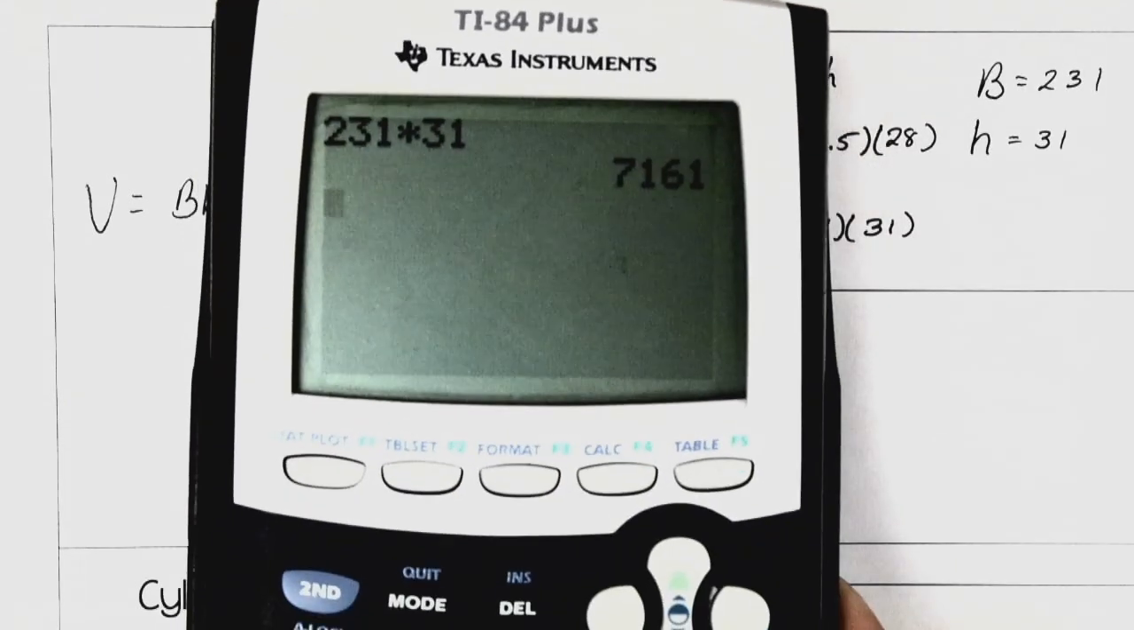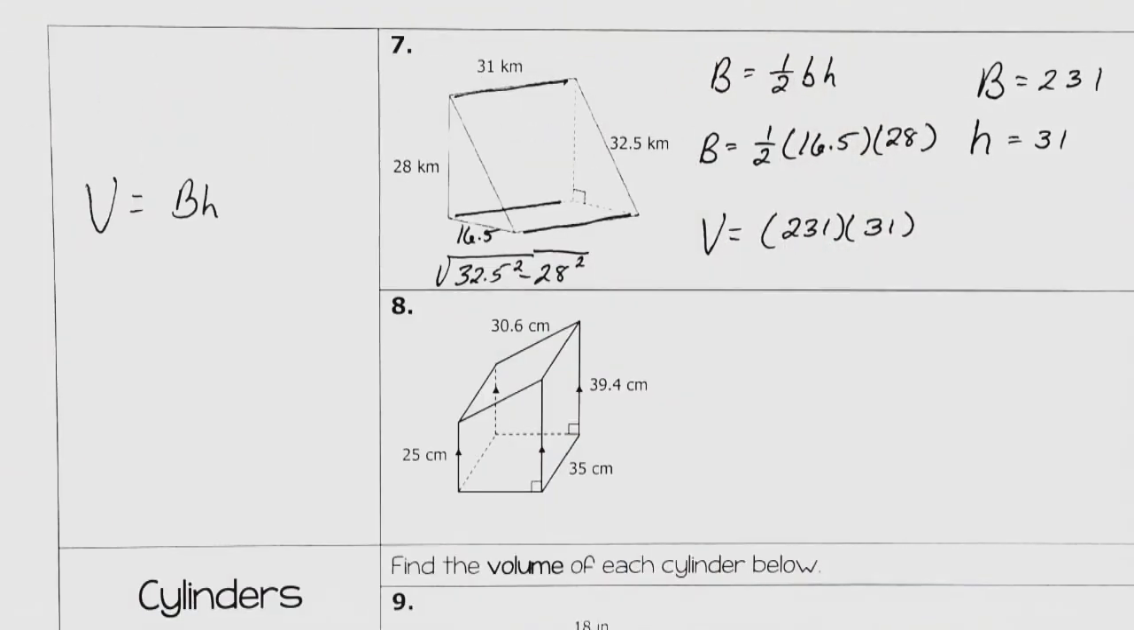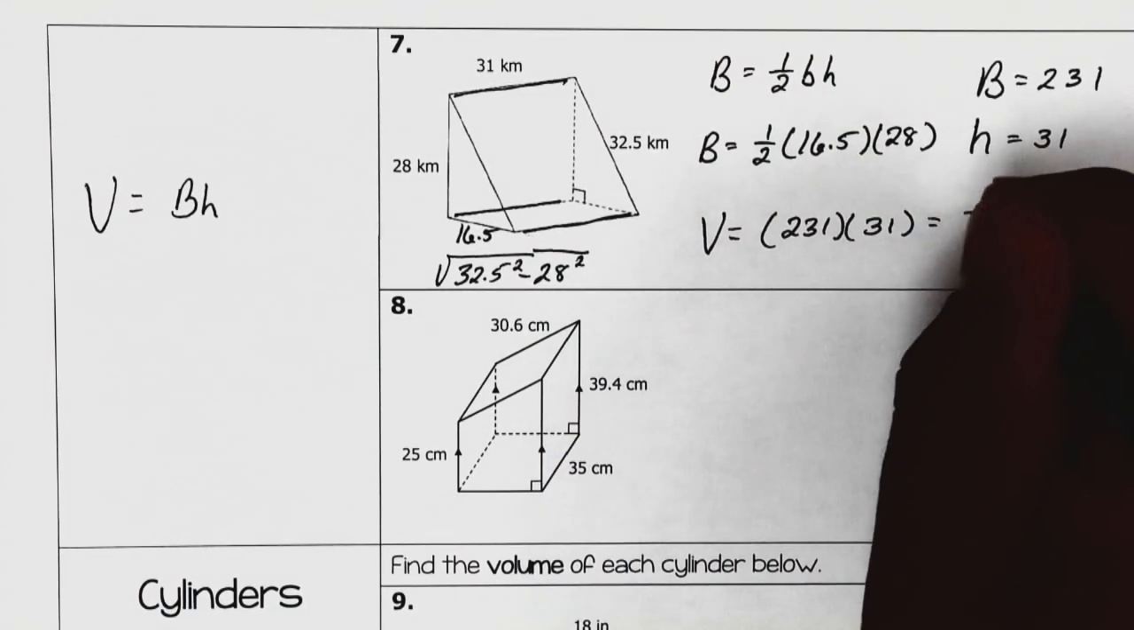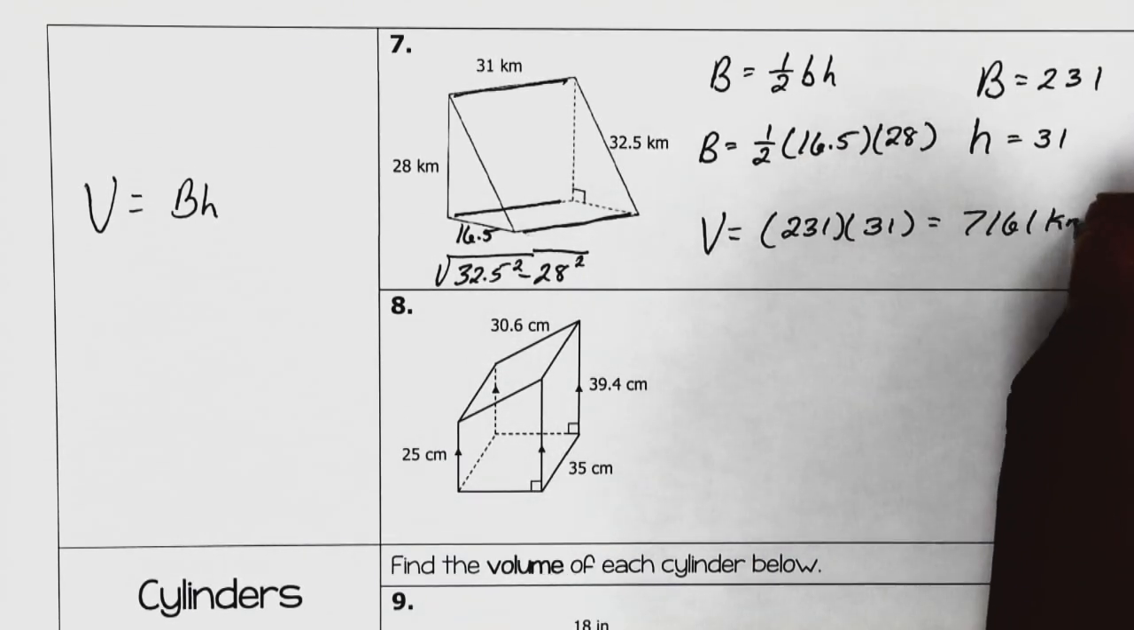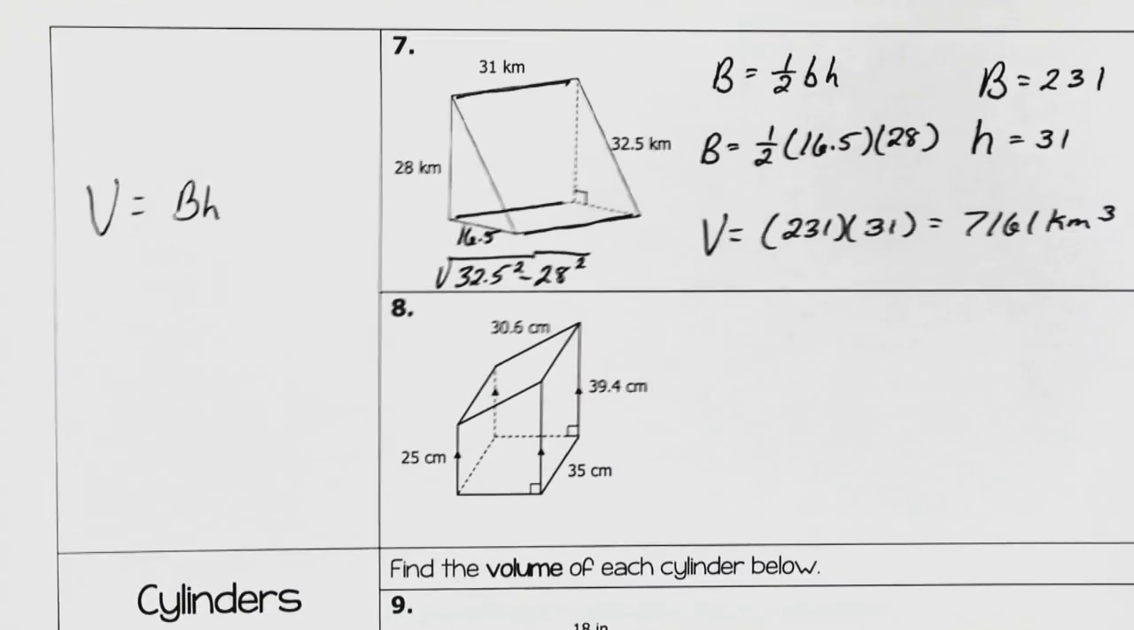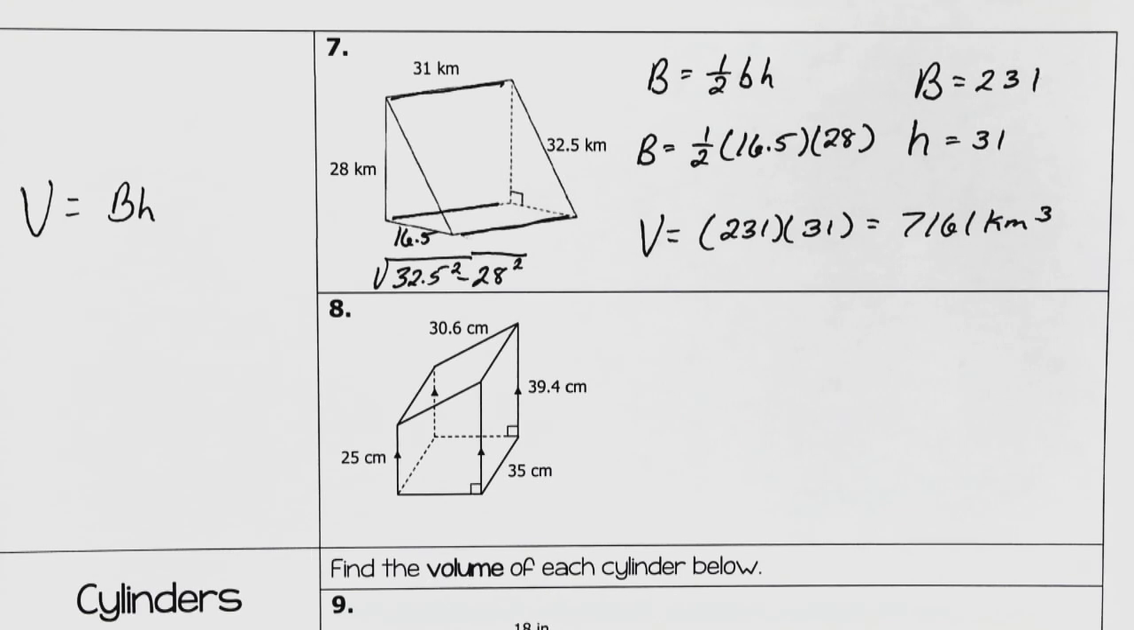That gives me 7,161. And these are all kilometers, so kilometers cubed. All right.